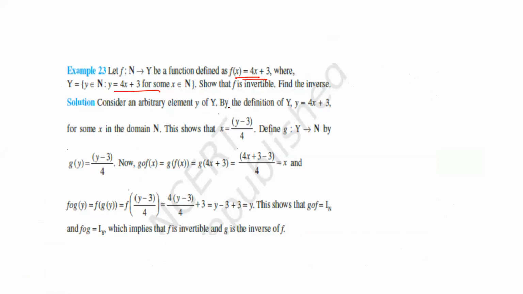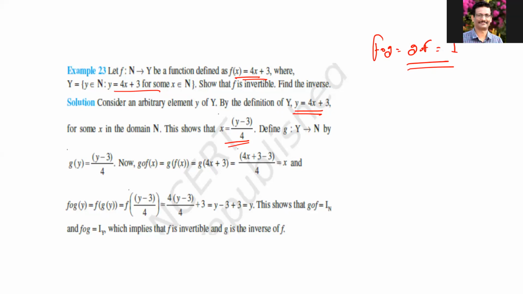So you take y is equal to 4x plus 3. Here we are applying the formula f composition g is equal to g composition f is equal to identity function. This we have to prove. So take y is equal to 4x plus 3. Then if you express x in terms of y, you get x is equal to y minus 3 by 4.